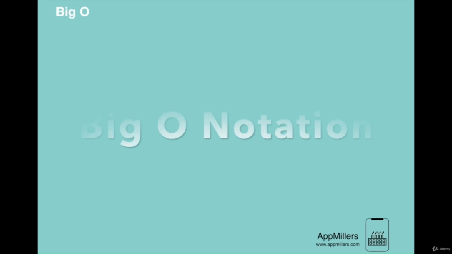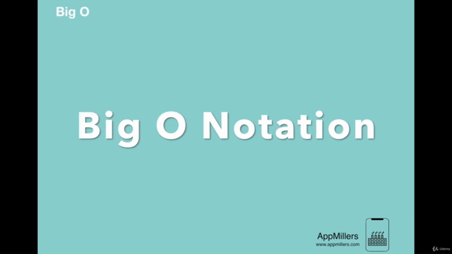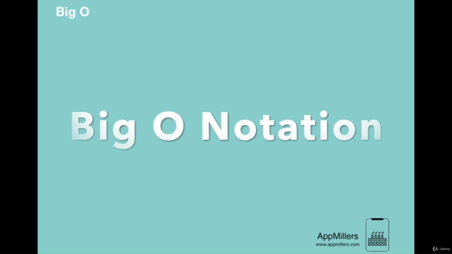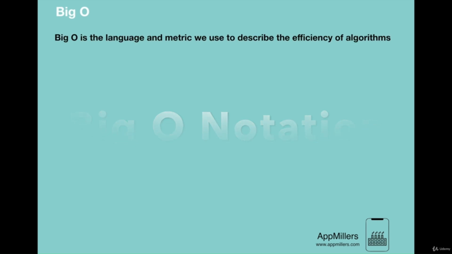Hi there. In the previous section, we discussed what an algorithm and data structure are, and we have learned different types of them. We have also answered the question of why they are important in computer science. So in this section, we will discuss an important concept, which is Big O. Big O is the language and metric we use to describe the efficiency of algorithms.